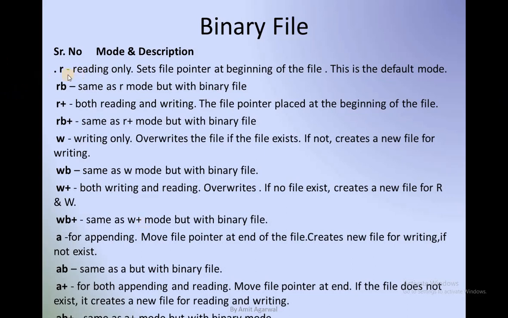So first is r, which is for reading only in a text file. rb means reading in a binary file, r plus means both reading and writing, and rb plus means both reading and writing in a binary file. Similarly we have w, which means writing, wb for writing in a binary file, w plus means both writing and reading, and wb plus means both writing and reading in a binary file.